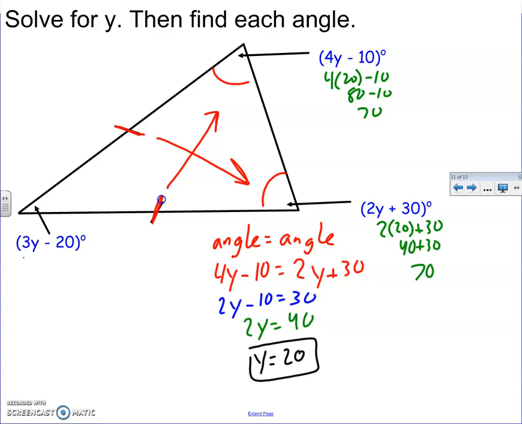And over here, 3 times 20 minus 20. 60 minus 20. That's 40. Notice 40 plus 70 plus 70, that is 180. So the triangle makes 180.